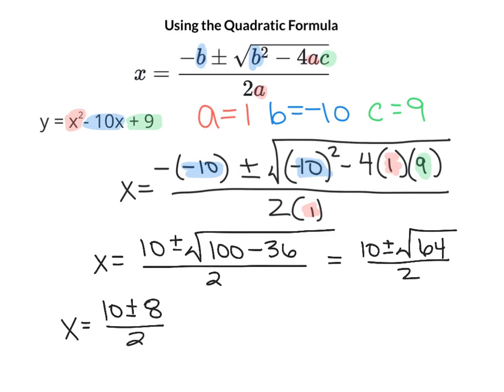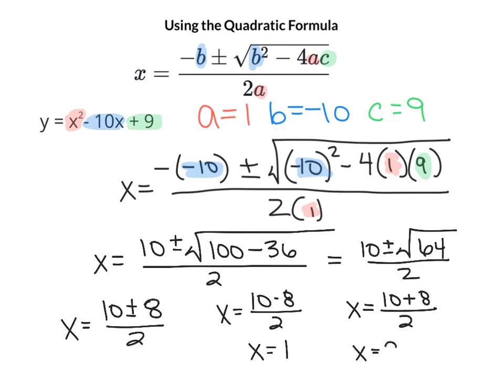Now this is where it's going to break into two different answers. So I'm going to have x equals 10 minus 8 divided by 2, and x equals 10 plus 8 divided by 2. That plus or minus in that equation, at the very end, we have to break that into two different problems. So let's see, 10 minus 8 is 2 divided by 2, so x equals 1. 10 plus 8 is 18. 18 divided by 2 is 9. And here you can see my two x values, which we can call x-intercepts, we can call them roots, and we can call them zeros.